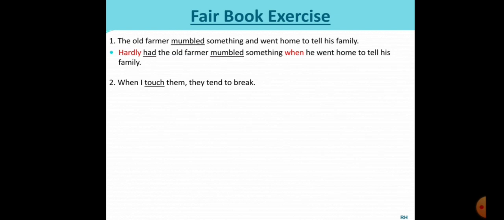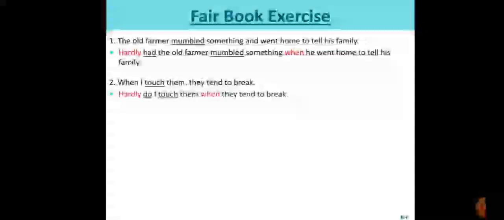Touch is in the present tense, students, without the letter S or ES. So how will we change it? Hardly do. Now, touch without S or ES, then we are using the word do. Hardly do I touch them. Now you can see there is a comma before the action, so we will change the comma with the word when. Hardly do I touch them when they tend to break.